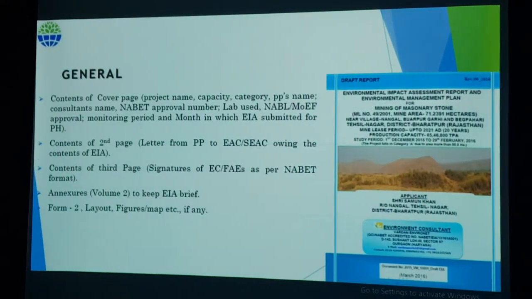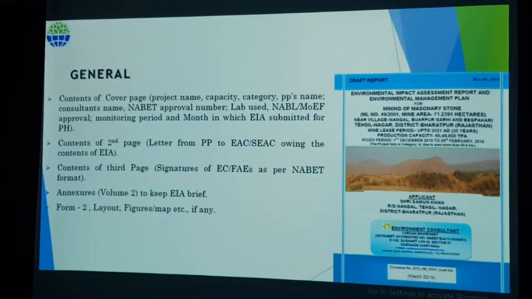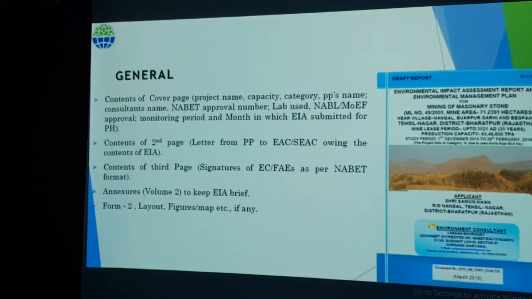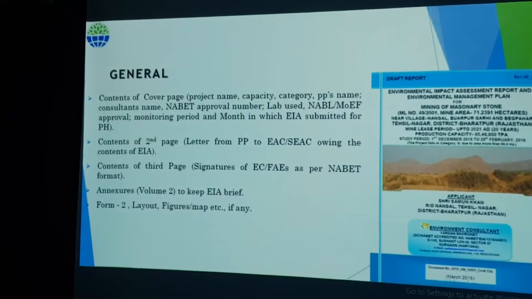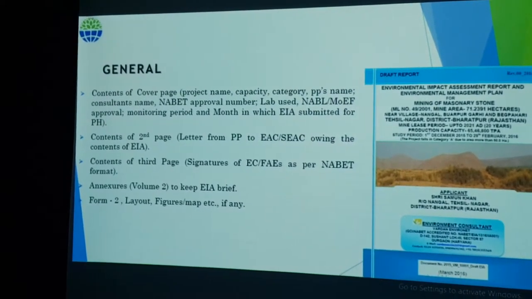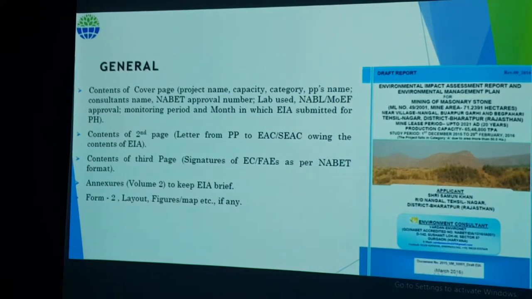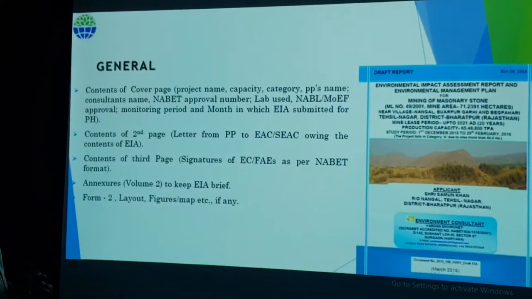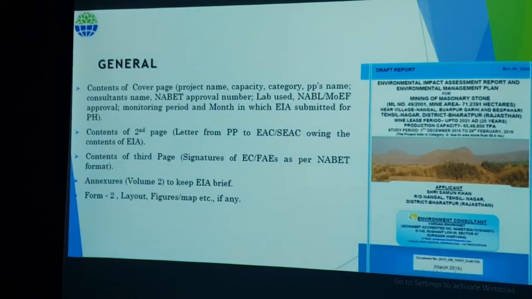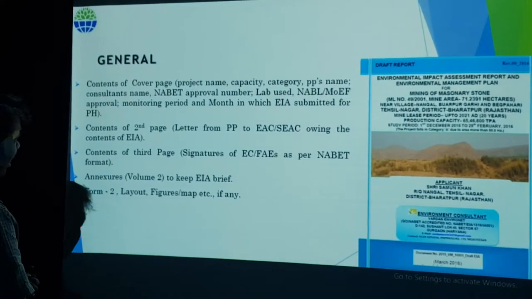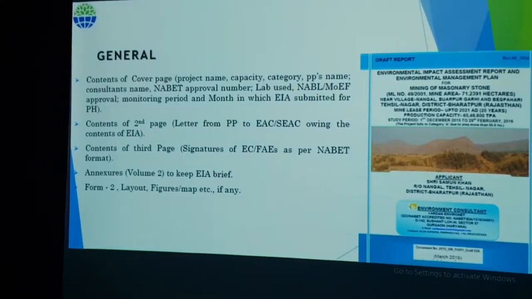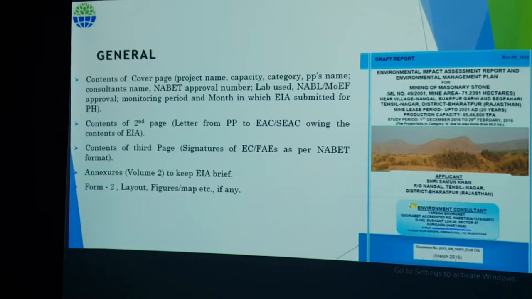Before going to the chapterization of the EIA, we have to think about the cover page and the content of the second page of the EIA. The cover page should have the project name, meaning EIA for which type of project, capacity, proponent name, consultant name, NABET approval number, lab used, NABL accreditation number, MoEF approval number, monitoring period, and public hearing if applicable. When a public hearing has been conducted for this project, we have to mention it.